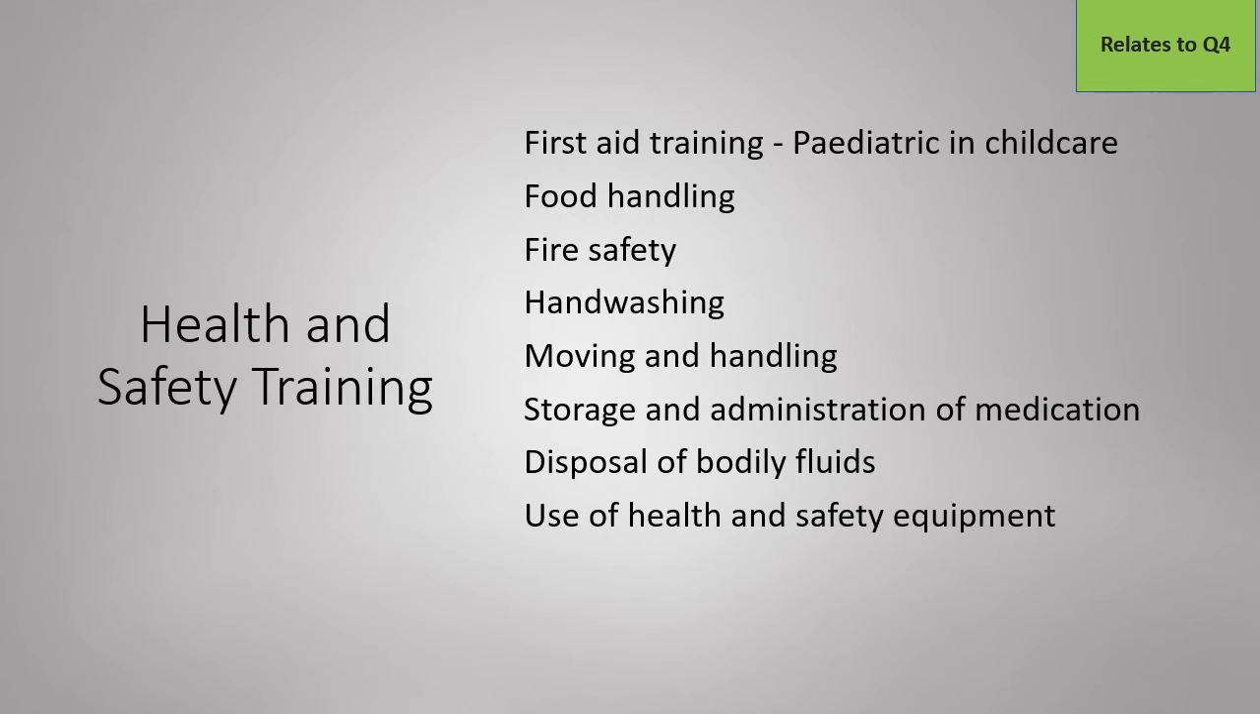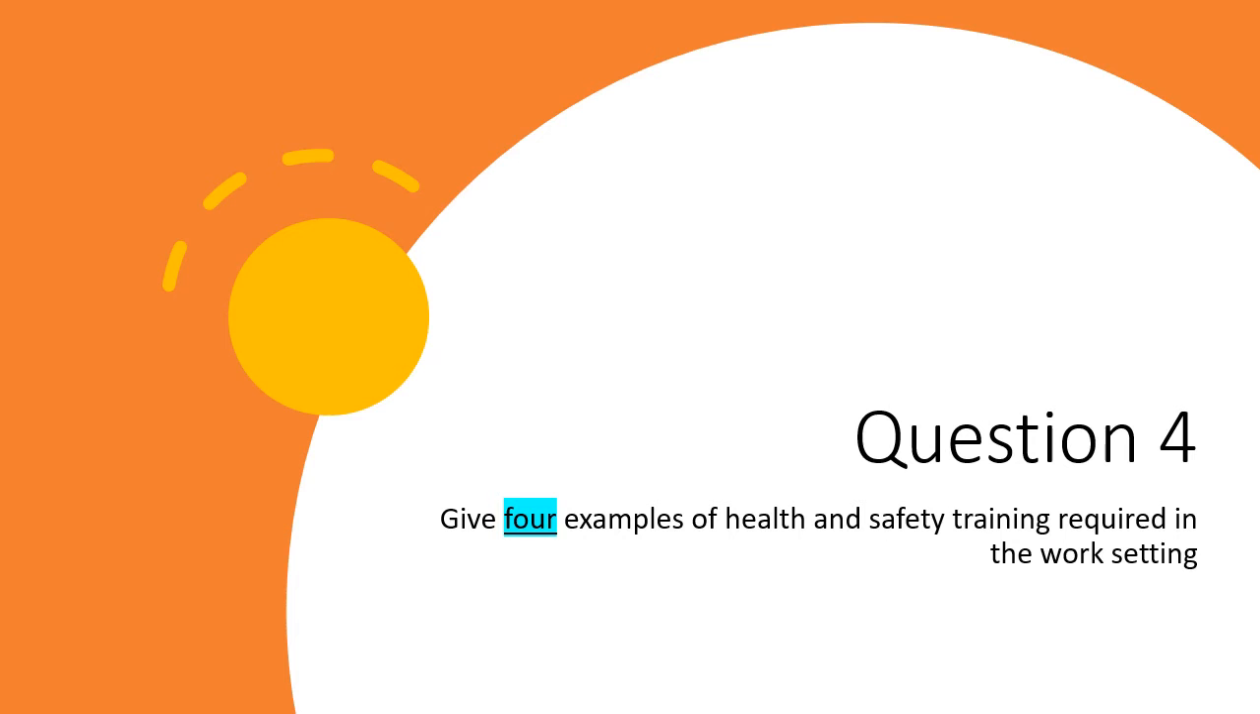All these things are a part of the health and safety training that you will receive within the health and social care settings. So this brings you to question number 4, and you need to give 4 examples of health and safety training required in the work setting. So think about the last slide and what we've talked about, but you can also give your own ideas, do your own research. You need to give 4 examples, and you need to write a little bit about each one that you give, and why you might need training in that particular area.